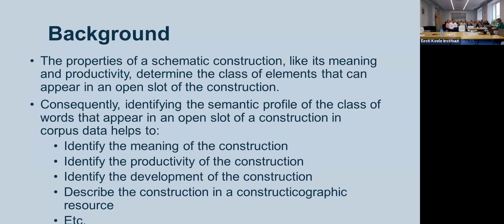So the properties of a schematic construction, like its meaning and productivity, determine the class of elements that can appear in an open slot of the construction. Consequently, identifying the semantic profile of the class of words that can appear in a construction would allow us to identify the meaning of the construction, its productivity, also possibly its historical development, and would allow us to describe the meaning of the construction, for instance, in a constructicographic resource or in a study.